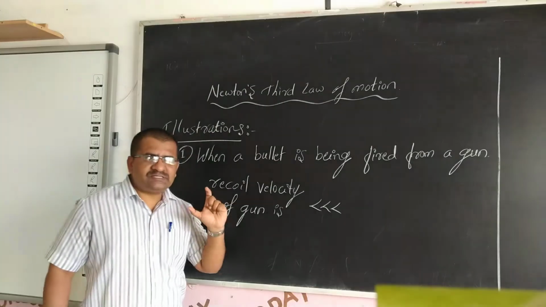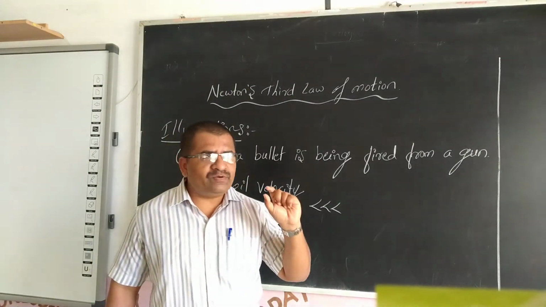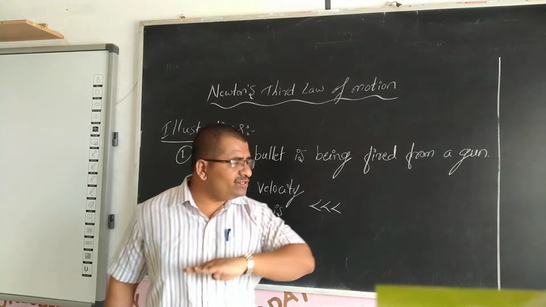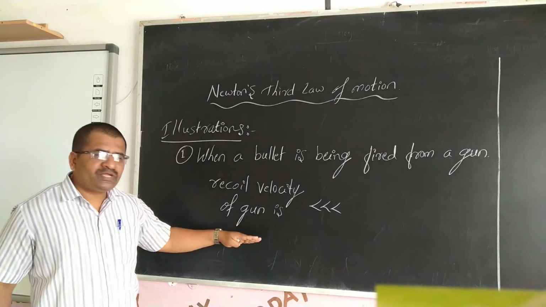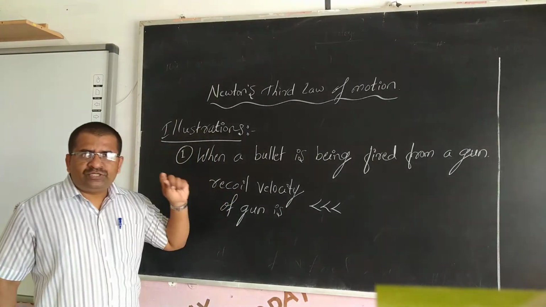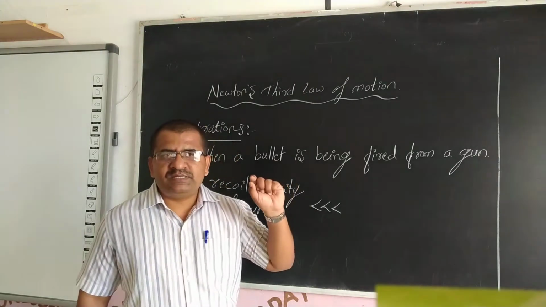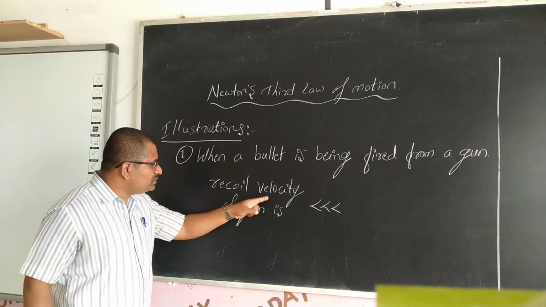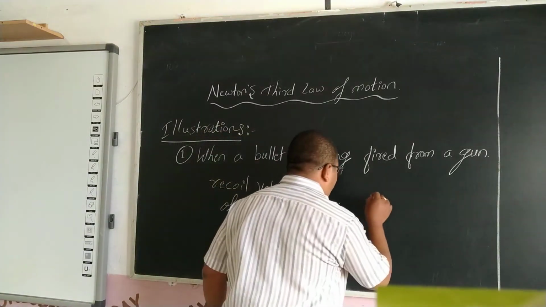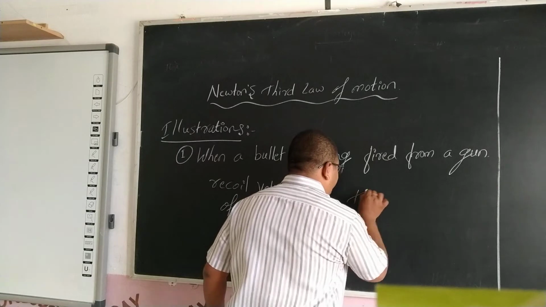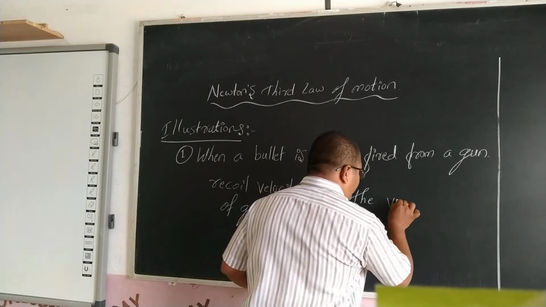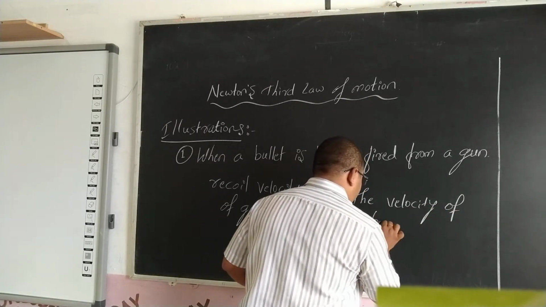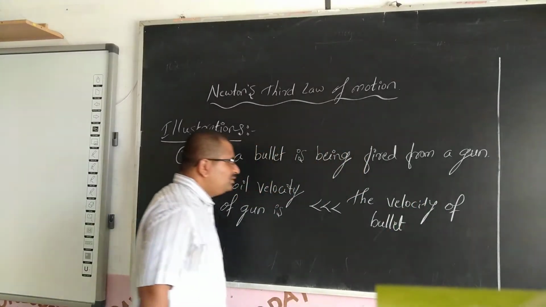But the velocity of the bullet is very much higher in comparison with the required velocity of the gun. Just because the bullet has very little mass and the gun has greater mass, the velocity of the gun is very much lesser than the velocity of the bullet.